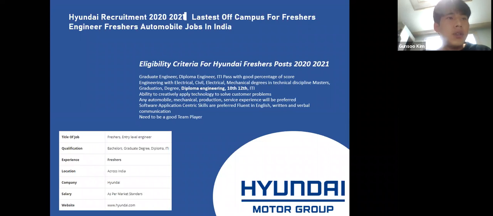And first, you should know what position you're applying for, and then next, analyze the criteria and qualifications of the position. So for Hyundai, the 2021 eligible candidates must complete their graduation in engineering and have a degree from any institution or university for the entry-level engineers. This also applies to Samsung.